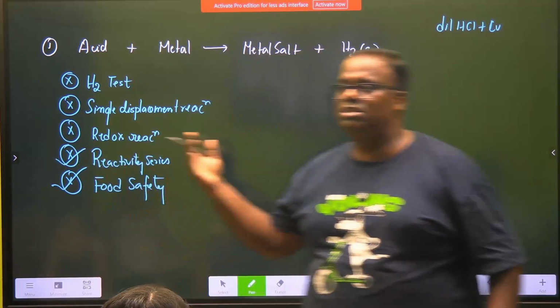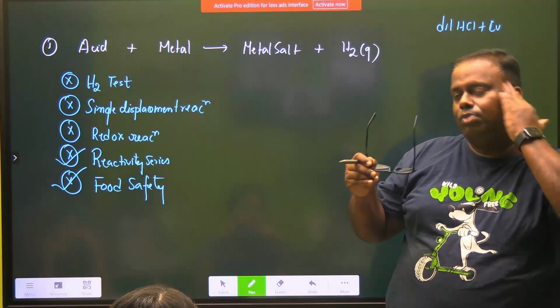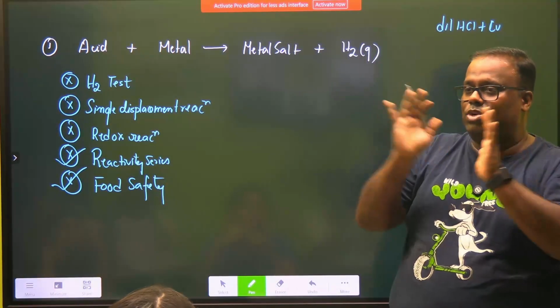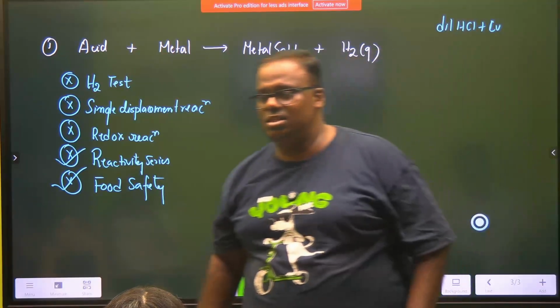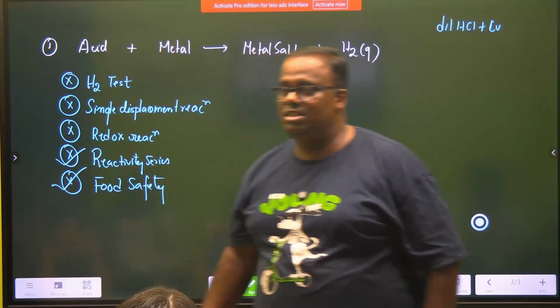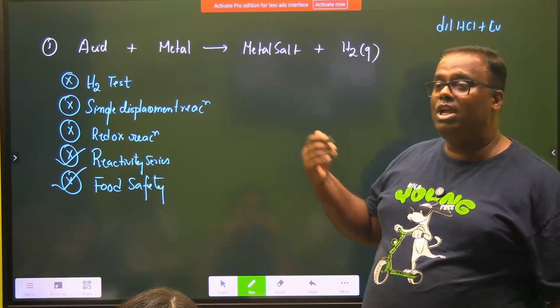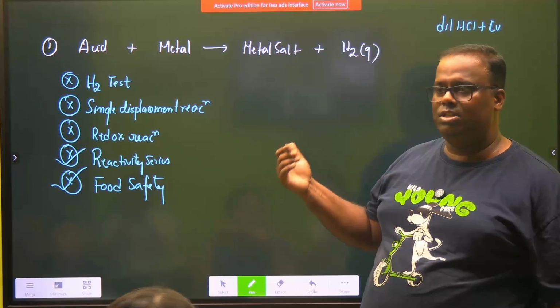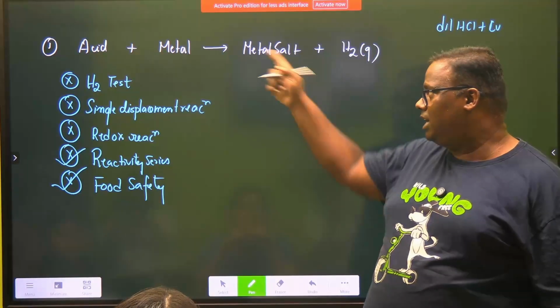Reactivity series means they may give you two different reactions. Nobody will ask you a direct question now. They may give you two reactions and ask which one will occur and which one will not occur. State reasons. The reason is that only a more reactive metal can displace a less reactive element. More reactive displaces a less reactive. Here the less reactive is the hydrogen.